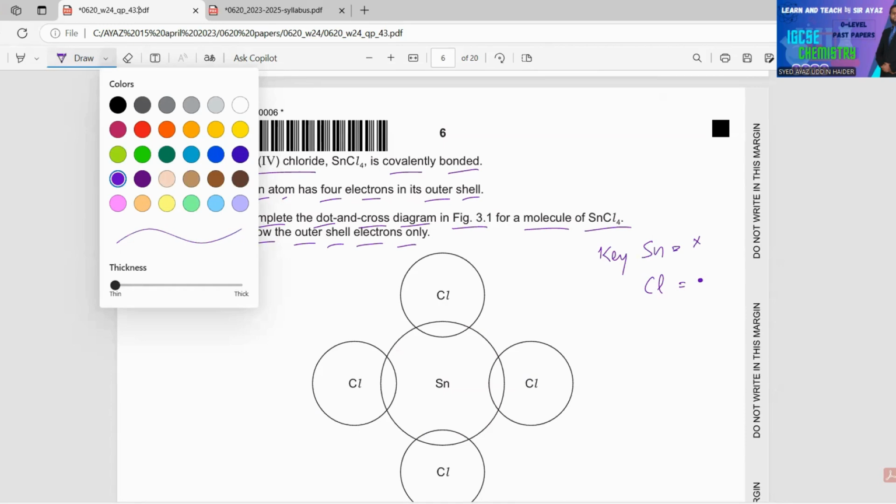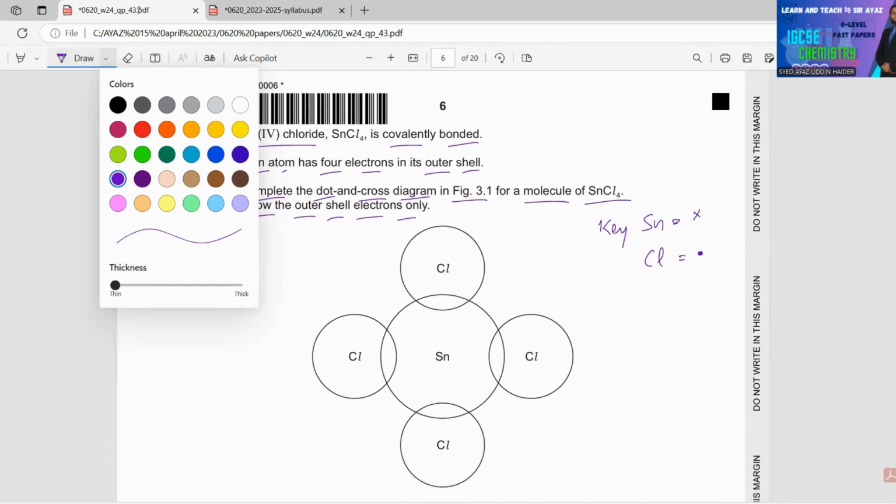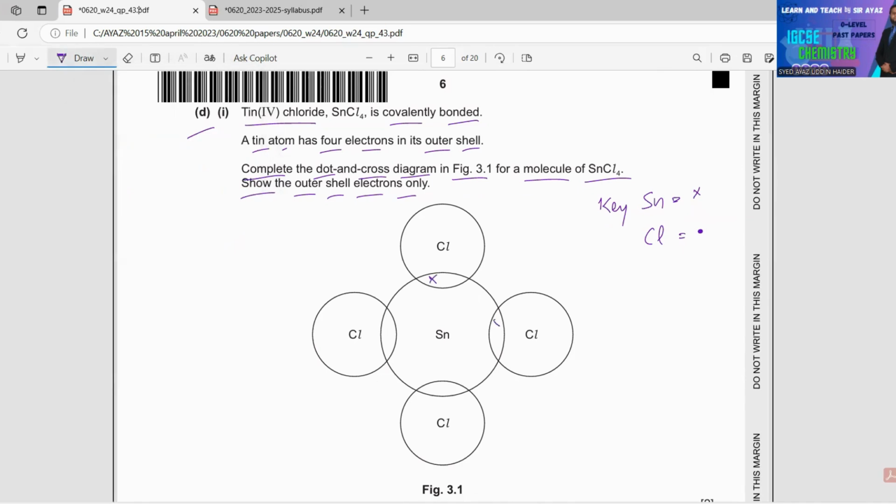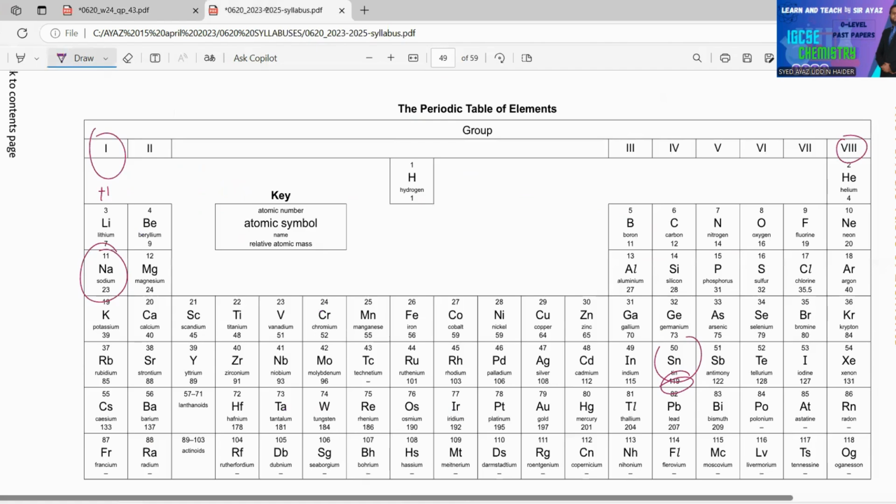Now they have already mentioned there are 4 electrons in the outer shell of Sn. Looking at this diagram, Sn is going to share 1 electron with each of these chlorine atoms. So 1, 2, 3, 4. What about chlorine? Here is chlorine.